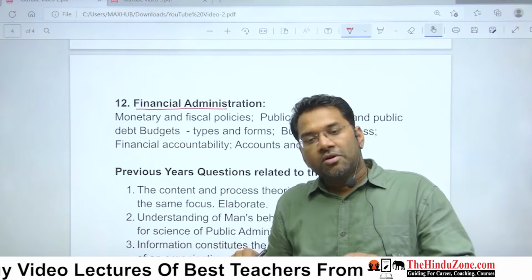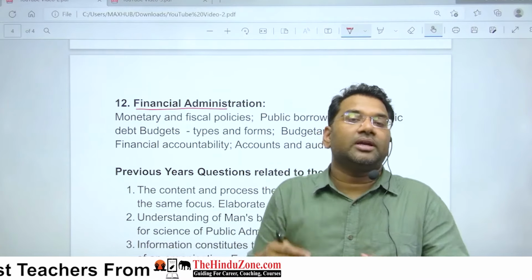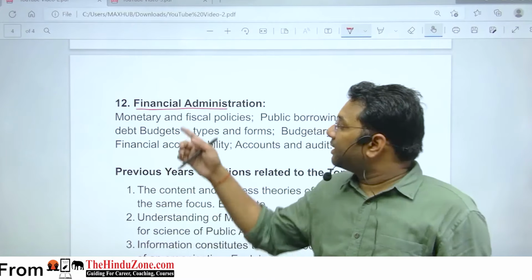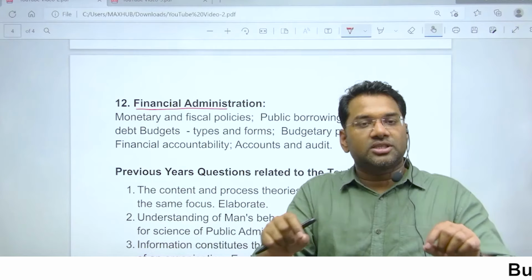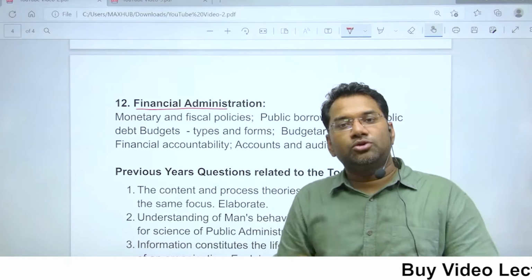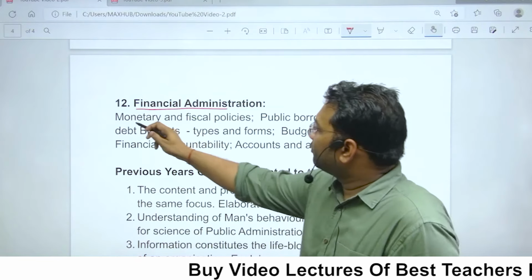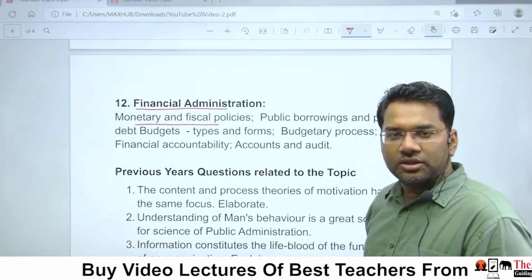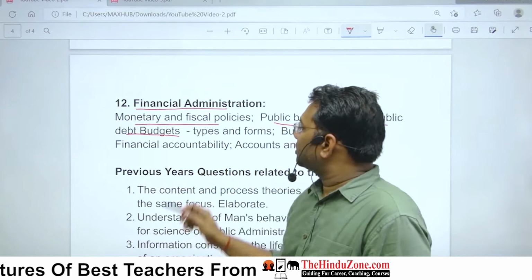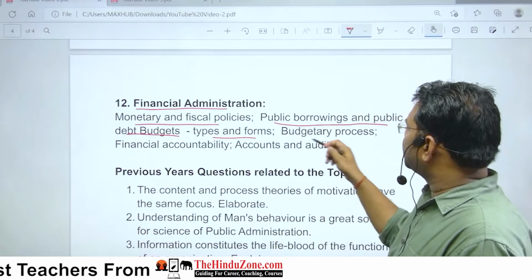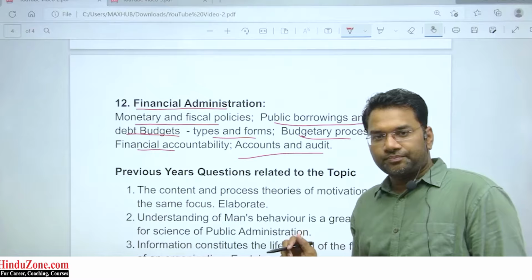That means financial administration is also a part of administration. अगर आप लोगों की सेवा करना चाहते हो, you want to serve the people, then we need to have sound financial administration as well. Finances को भी अच्छे तरीके से manage करना है, then only you will be able to serve the people, then only you will be able to help people, right? So in this we will be talking about the monetary and the fiscal policies, जो कि आप economics में भी पढ़ोगे, and the public borrowings and public debt, budget, types and forms, budgetary process, the financial accountability and accounts and audit, ये हम सब पढ़ेंगे, right?